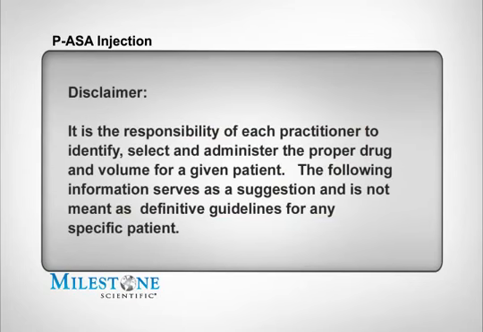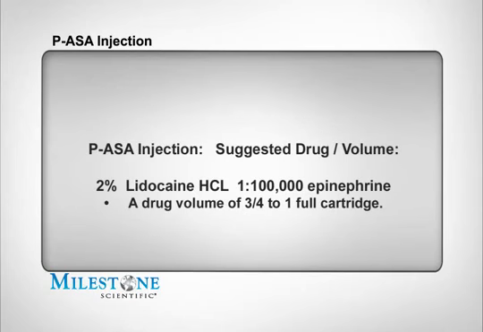It's the sole responsibility of each practitioner to identify, select, and administer the proper drug and volume for a given patient. The following information serves as a suggestion and is not meant as definitive guidelines for any specific patient. The suggested drug and volume for the PASA injection is 2% lidocaine HCl 1 to 100,000 epinephrine. A drug volume of 3/4 to 1 full cartridge is suggested when performing the PASA injection.